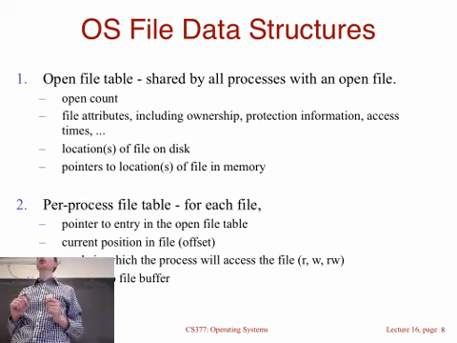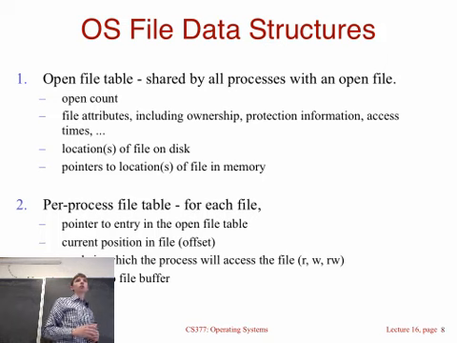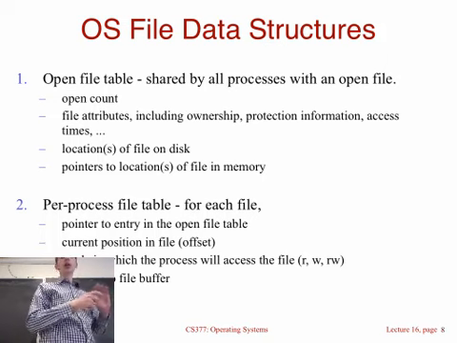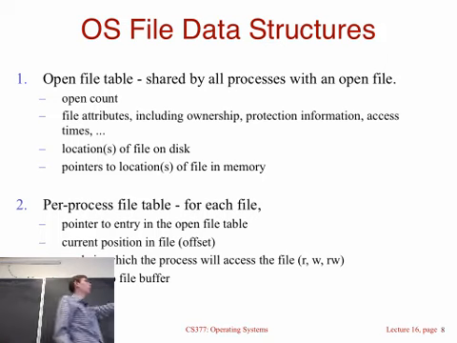Questions on that? That makes sense? So one global table, and then per process tables that are storing state that is associated with a specific process as opposed to just the file as a whole.